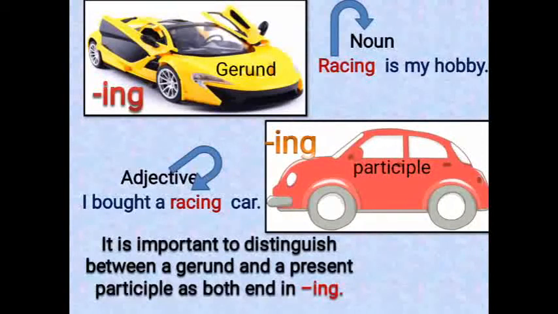So let's look at this example. Racing is my hobby. What is my hobby? Racing. So racing is the noun here and therefore it is the gerund. I bought a racing car. I bought what type of car? A racing car. So here racing talks about the car. It qualifies the car and therefore it is the adjective. So we have understood that to distinguish between a gerund and a present participle, both ending in ing, we need to check whether it is a noun or an adjective. Is it clear, children?